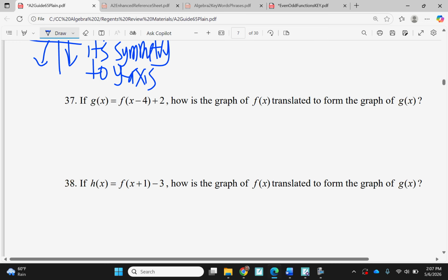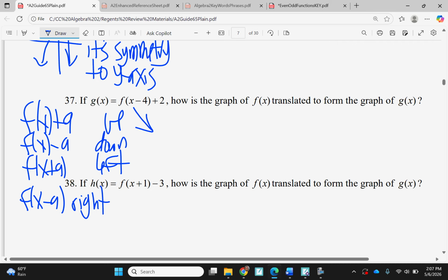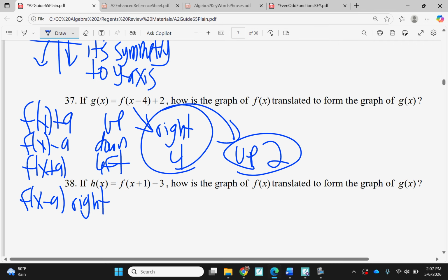If I am adding to the whole thing, that's up. If I am subtracting from the whole thing, that's down. If I am adding to just the x, it's always the opposite direction I would think. For x, that's left. And if I'm subtracting from just the x, then it's right. So this minus 4 is just where the x is, so that's right 4. And the plus 2 is to the whole thing, so that's up 2. It's just knowing these rules, so make sure you know these rules.